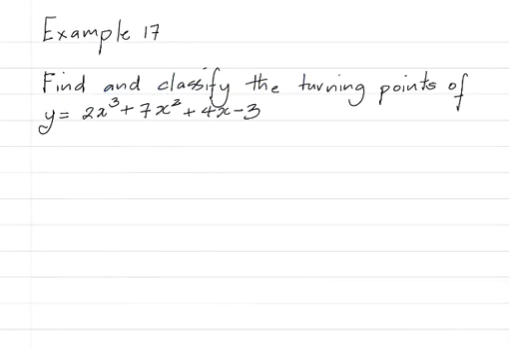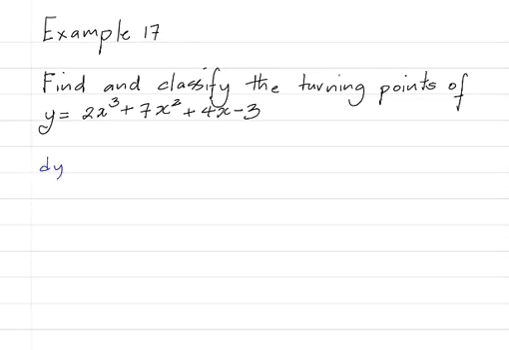Example 17 asks us to find and classify the turning point of y is equal to 2x cubed plus 7x squared plus 4x minus 3. In order for us to find the turning point, we're going to use the fact that at the turning point, or at the stationary point, dy by dx is equal to 0. By putting dy by dx equal to 0, I can determine the value of x at the turning point. So let's first find the first derivative.